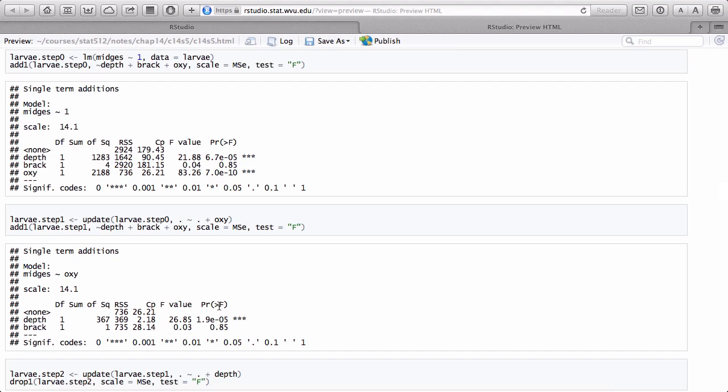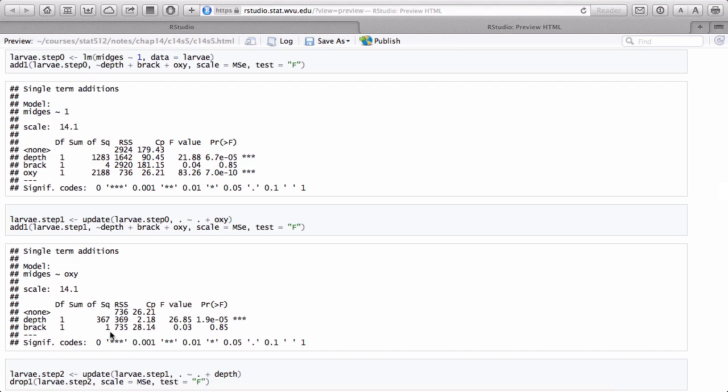And then I'm going to do an add 1 to see what else I might be able to add. And so here's my model. And I could add depth or brackishness. Well, depth has a pretty large sum of squares. It reduces the residual sum of squares to 369. The CP, as we know from before, is 2.18 now.